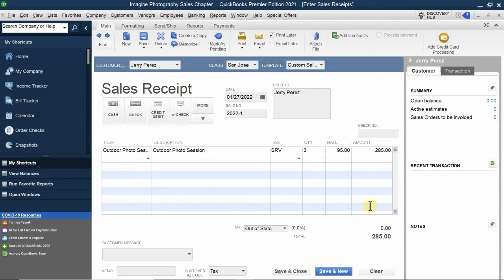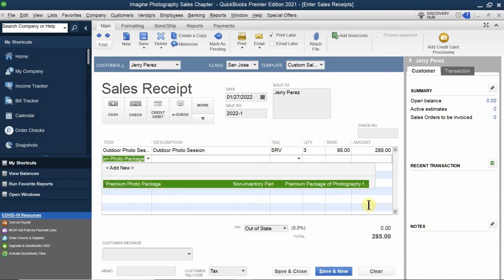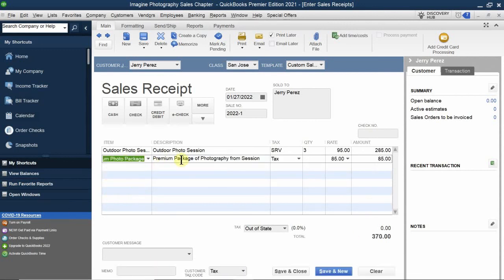Next thing I have here is going to be premium photo packages, right? He purchased 2 of those, and those are taxable, okay? They're actual products that we actually sell. Maybe this premium photo package comes with photo paper and a picture frame. Those are things that you can tax because it's not a service, it's a product. So therefore, it's going to get taxed.